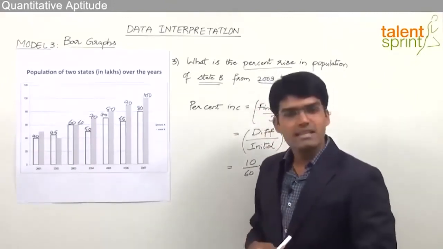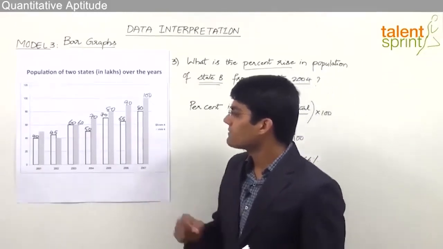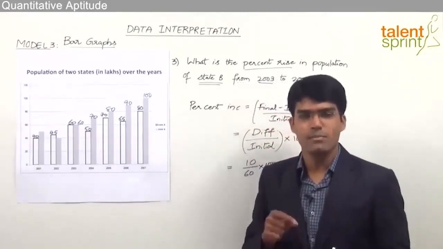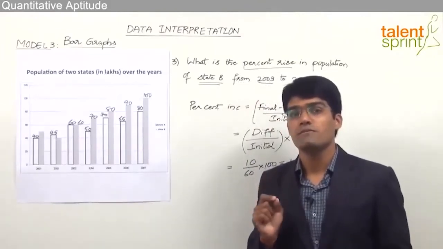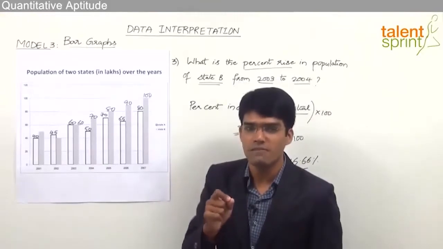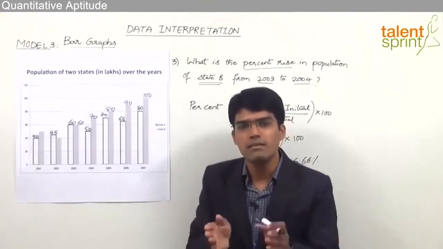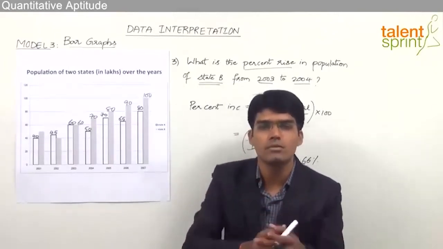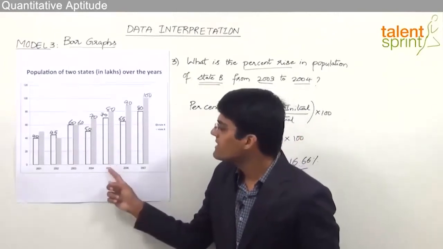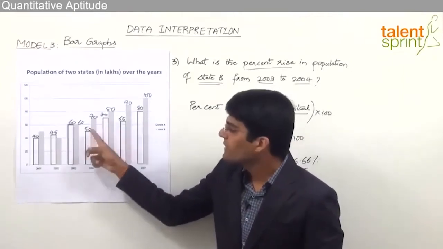What is the percentage increase in the population of state A in 2005? Now as you can see here, only 1 year is given. Percentage increase in population of A in 2005. As we have discussed, when only 1 year is given, we always do the calculation with respect to previous year. So percentage increase in population of state A in 2005 should be with respect to 2004.